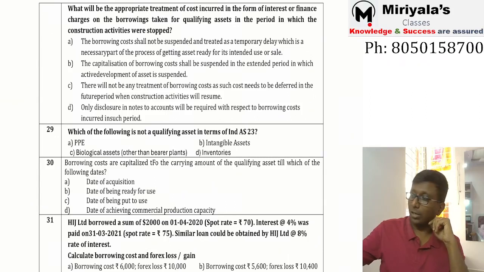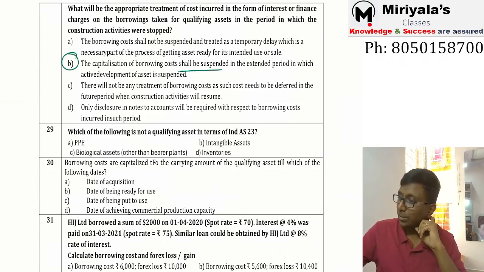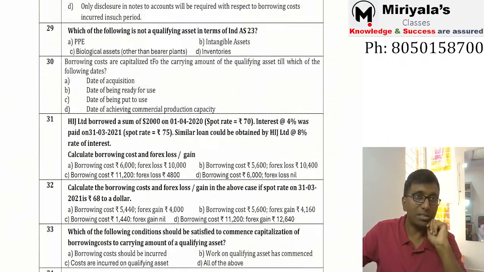Yes. Correct. Now, B bit you see. Yeah, B bit. What does it say? It should be suspended. So when I say suspended, it should be charged to P&L automatically during that extension period in which the development activity of the asset is suspended. Yes. So B bit is the right answer.